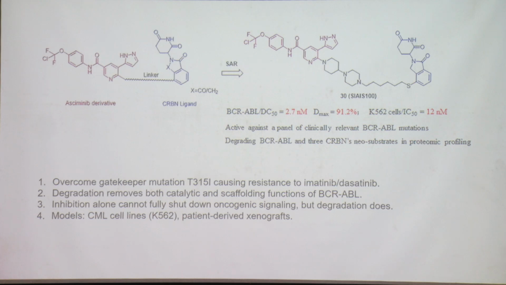All you have to do is bring BCR-ABL next to an E3 ligase. That's all you do. So you don't care where you are anchoring BCR-ABL, as long as you bring BCR-ABL and the E3 ligase together. So this is the E3 ligase, the blue part. This is the BCR-ABL part. You bring them together, you degrade it. This is another compound, BCR-ABL. This is the linker. This is the E3 ligase part.